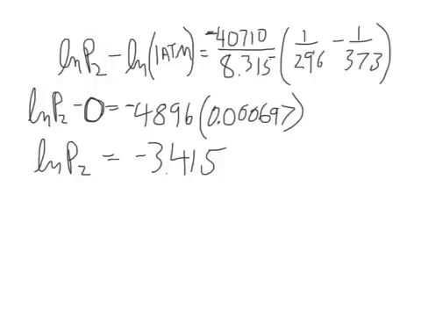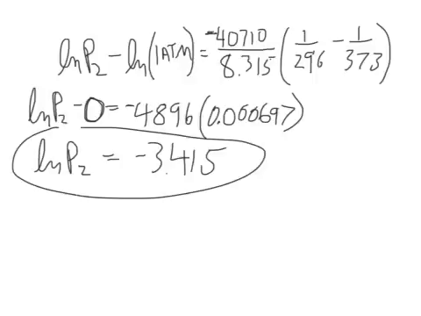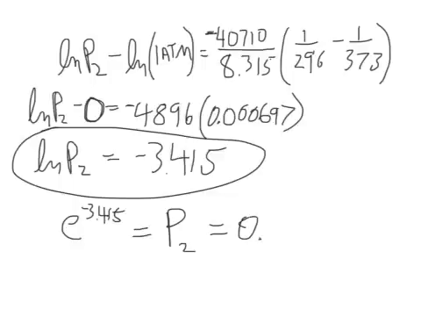And now a little bit of a tricky part. ln is natural log, which means log base e. So this statement here means that if we take e to the negative 3.415 power, that'll give us P2. That's better. This isn't too hard to do. e is just a stand-in for a very specific number, and your calculator knows what that number is. So if you just put in e to the power of negative 3.415, you should get 0.033, and that is in ATM, because that's the unit of pressure we decided to use.